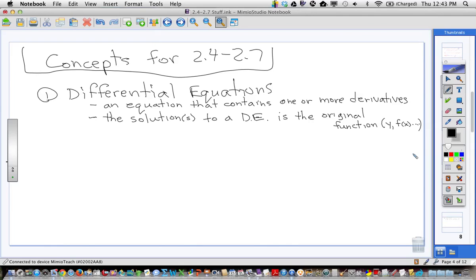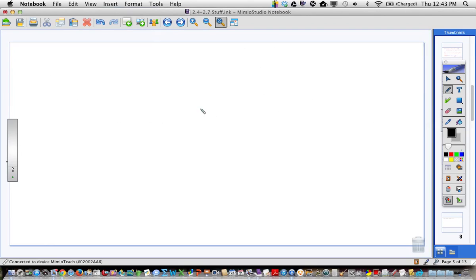So, an equation that contains one or more derivatives is called a differential equation. The solution to a differential equation is the original function y. So, like the output, if it's y or if it's a y prime derivative that's in it, then y equals is your solution. All right, so let me do an example, or you can put that right in your notes right there if you want to, or on a separate page. It probably makes sense to put them right there.